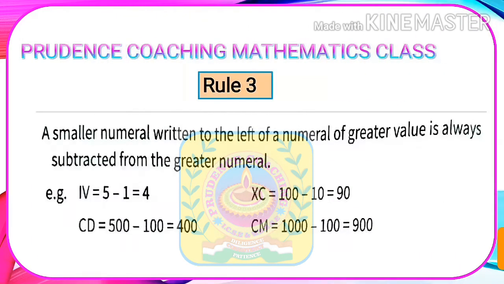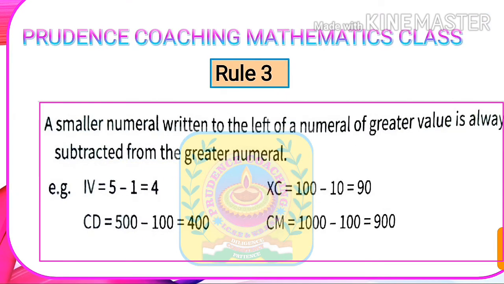Now let us move on to rule number 3. In rule number 3, a smaller numeral written to the left of a numeral of greater value is always subtracted from the greater numeral. So from this statement, it is clear that rule number 3 is totally opposite to rule number 2. In rule number 2, if the left hand side number is greater than the right hand side number, we add both. But here, if the left hand side number is smaller than the right hand side number, then we need to deduct the left hand side number from the right hand side number.